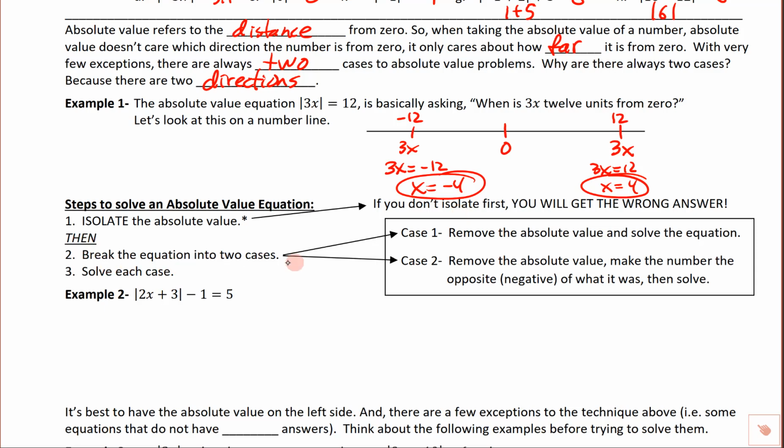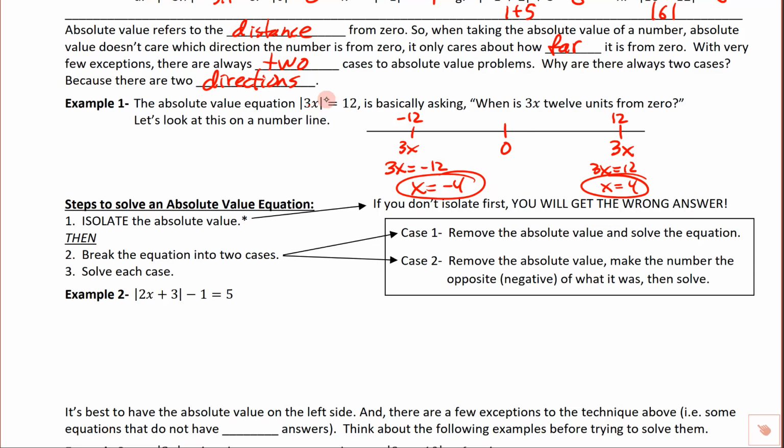Then we're going to break it into 2 cases. So here's case 1. Case 1 is we're just going to remove the absolute value as if it was never there, and we're going to solve the equation. And case number 2 is we're going to remove the absolute value, and we're going to make the number on the other side the opposite of what it used to be, and then we're going to solve, which is basically what we did right here. You'll notice that we no longer have absolute value on either one of these, and one of them is the 12, and the other one is just the opposite of that. It's negative 12.